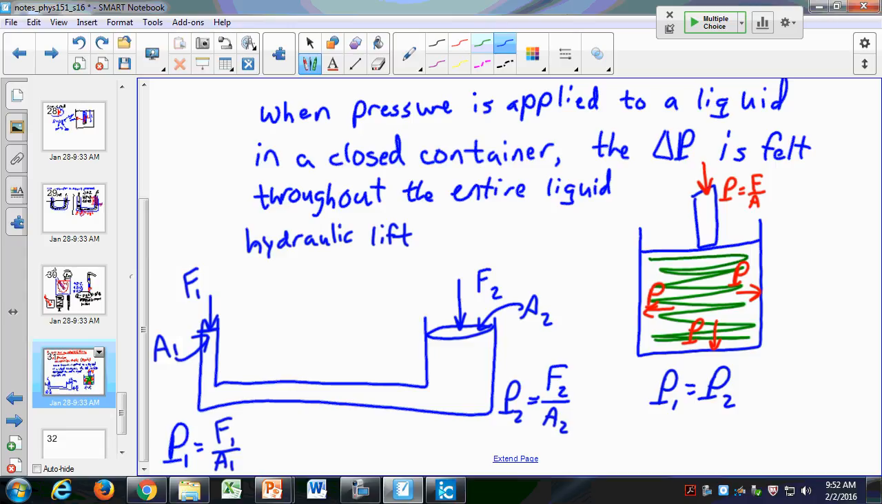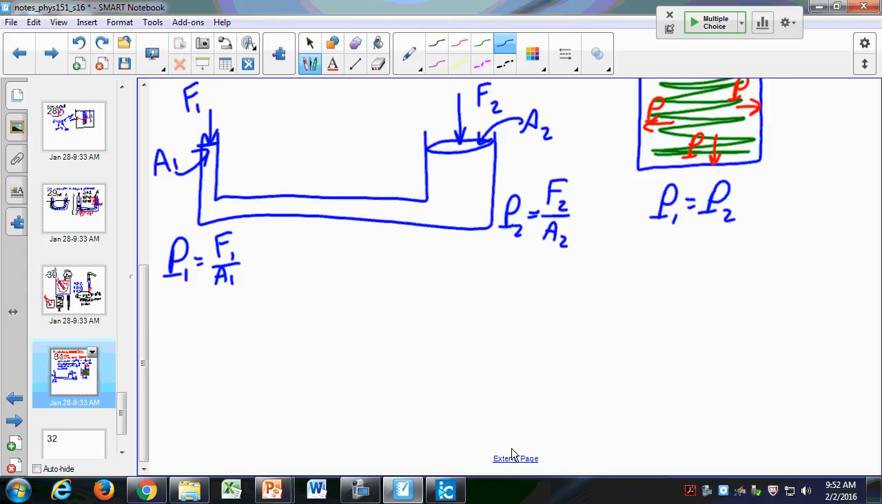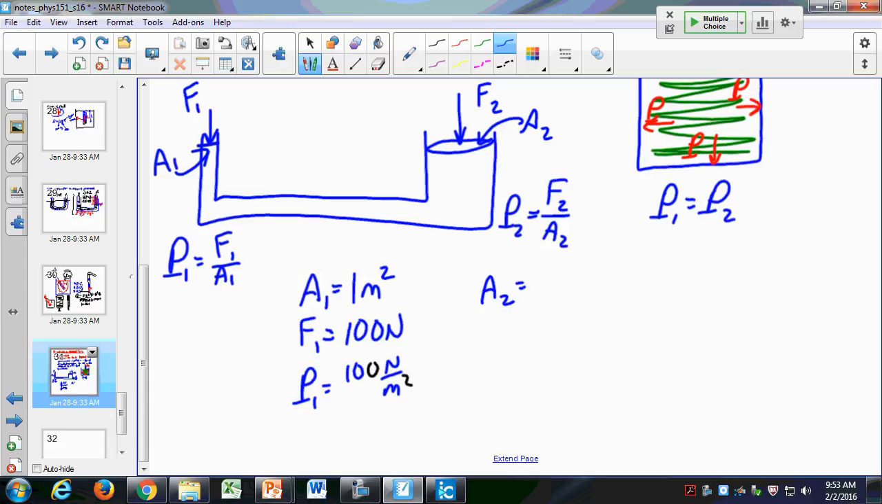Let me show you. We'll put in some numbers here. Let's imagine that my area, A1, is equal to 1 square meter. It's a pretty big piston, 1 square meter. And F1, I don't know, let's say that I put in 100 newtons of force. That means that my pressure, P1, is going to be 100 newtons per square meter. 100 divided by 1. Now, let's say that A2, on the other hand, is 10 square meters.